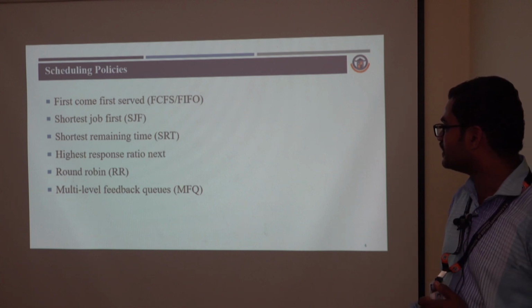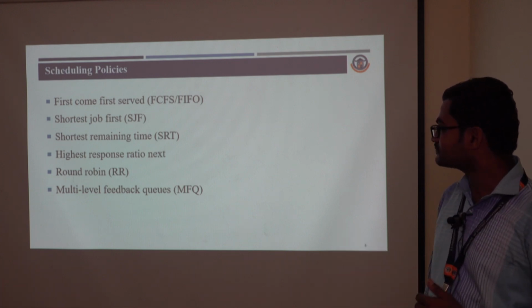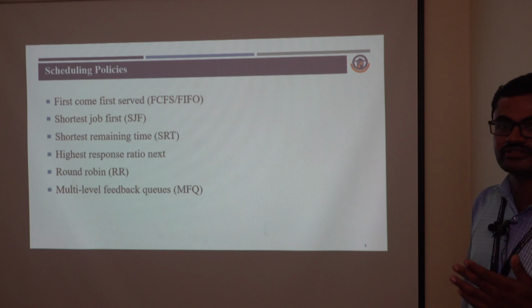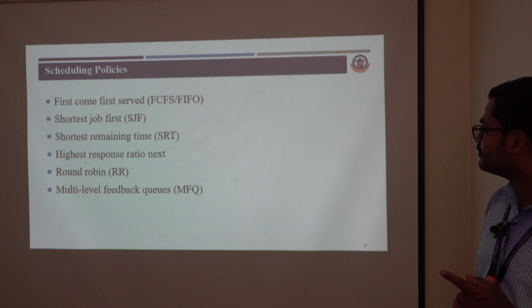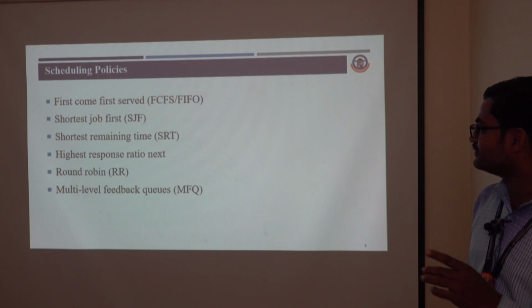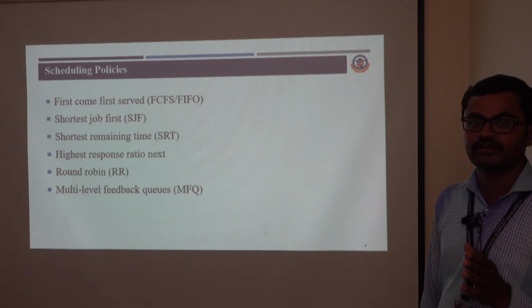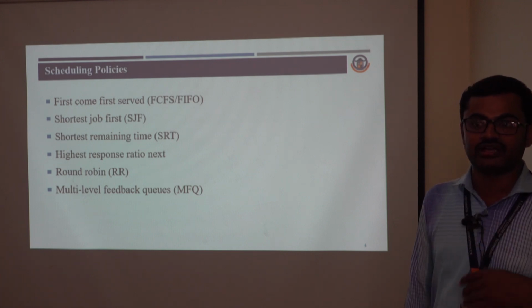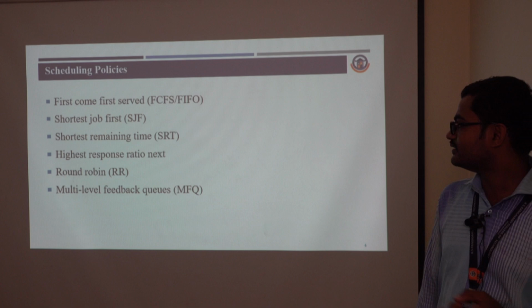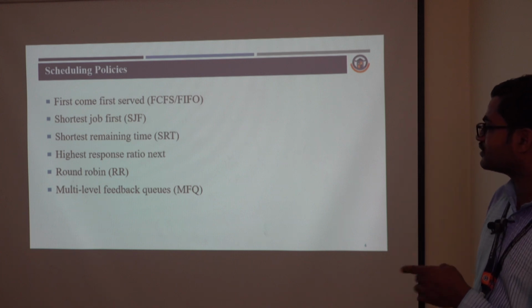The next one is the shortest remaining time. In this, execution is based only on the remaining time of the process. The next one is the highest response ratio. For example, if we have processes P1 and P2, the one with the highest response ratio or priority executes first. The next one is the round robin.